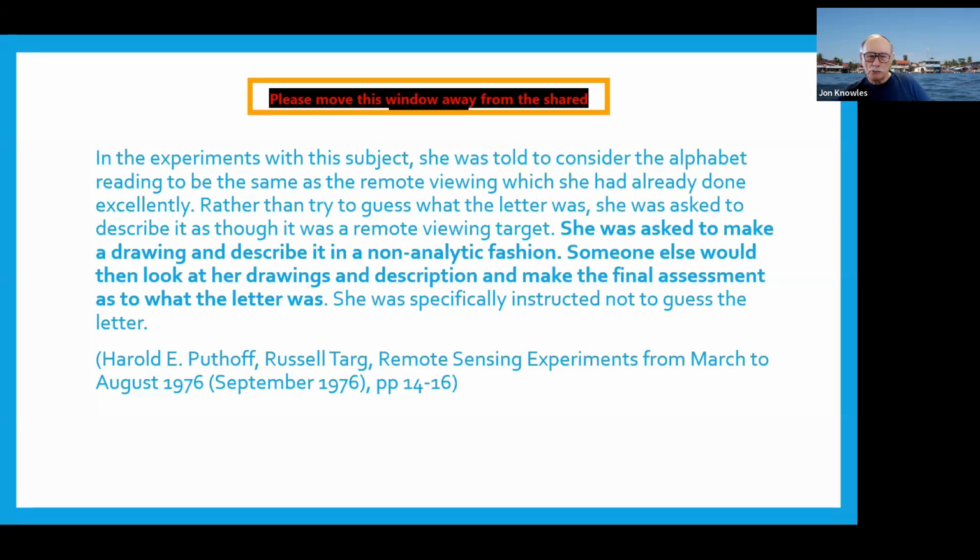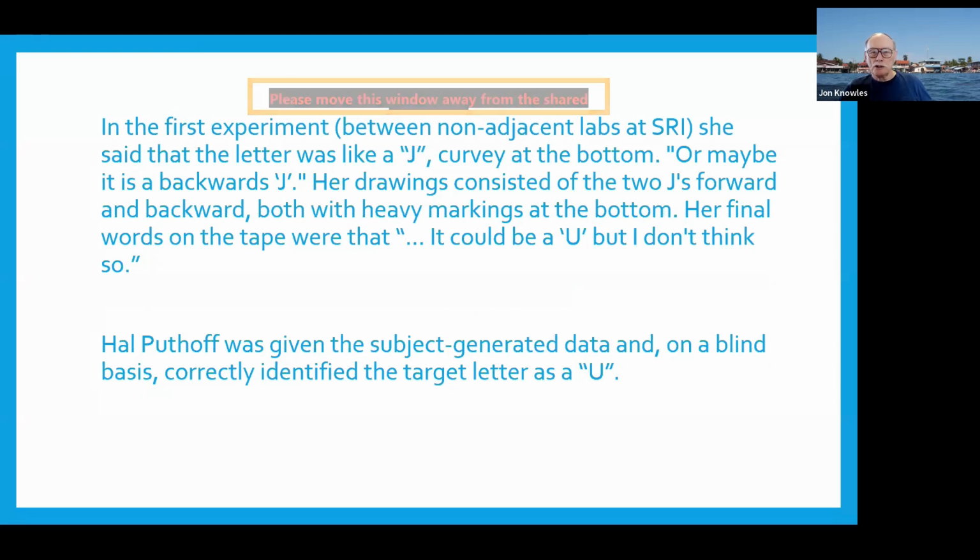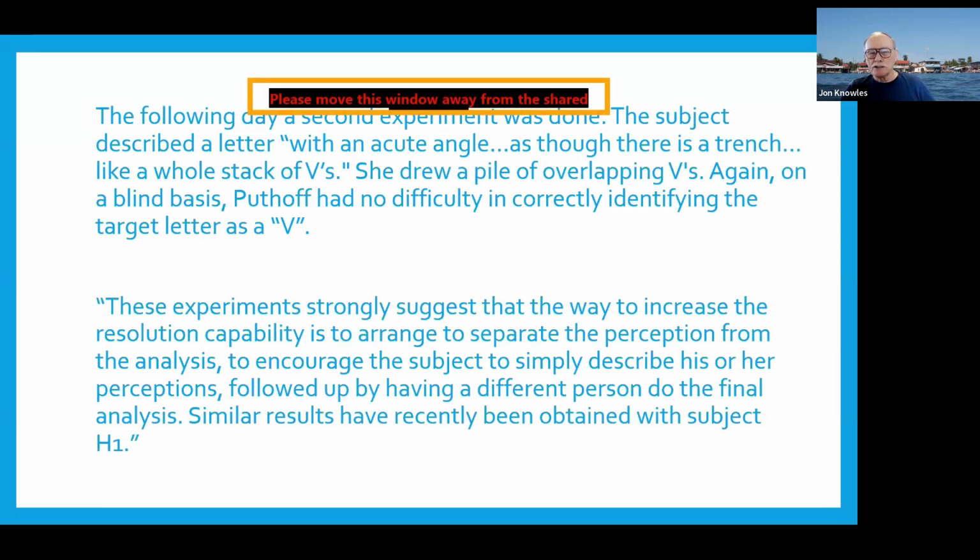Here's another experiment where a viewer who was good was asked to make a drawing and describe it in a non-analytic fashion. Someone else would look at the drawing and the description and make the final assessment as to what the letter was. So in the first drawing, she drew J's, and she thought it could be a U, but she wasn't sure. Hal Puthoff was the judge, and he clearly identified it on a blind basis as a U, just a single letter. Following day, second experiment was done, and the viewer drew a lot of V's, and again, Hal Puthoff identified it as a V.